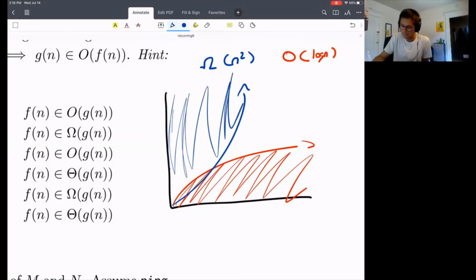Okay, so here's some statements. Is this true? The answer is no, because again, the blue shaded region is not contained completely within the red shaded region.